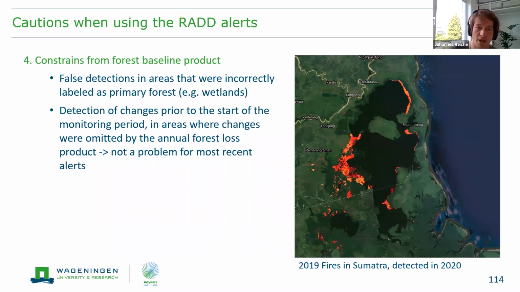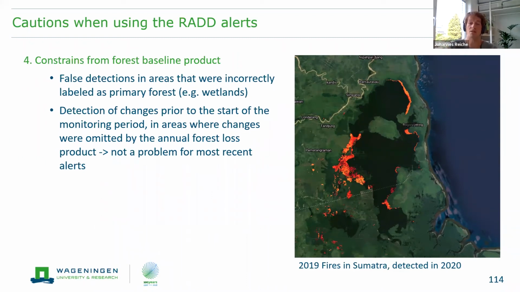Another constraint from the baseline forest product is, of course, what I just mentioned. Number one is false detections, areas incorrectly labeled as primary forest, but also detection of changes prior to the start of the monitoring period. For example, in Peninsular Southeast Asia, we start monitoring in 2020. So our baseline product uses the 2001 primary tropical forest mask, and we remove all the annual loss for the years 2001 until 2019. However, the 2019 product, and that is well known, does not cover all changes in 2019. For example, in the last 3 months of the year, there might be a lot of cloud cover. So in the annual mosaics or composites that were used to actually map the change for 2019, these changes are not included. They will only be mapped in 2020.